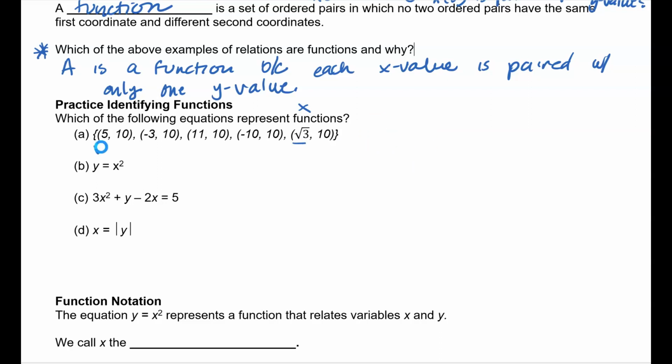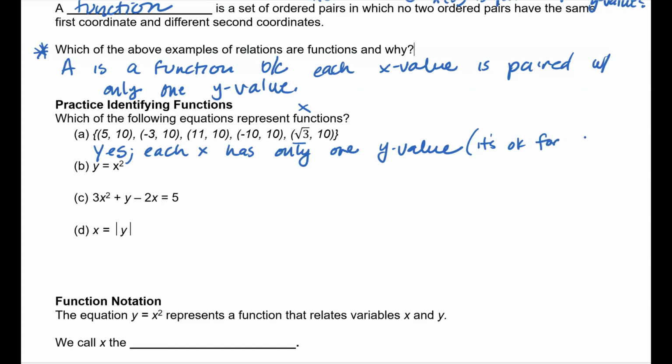So in this case, I'm going to say yes, each X has only one Y value. Meaning 5 only goes with 10, 5 does not go with 15 or 30 or negative 2. And then in parentheses, I'm just going to put: it's okay for Y to repeat, just not X.